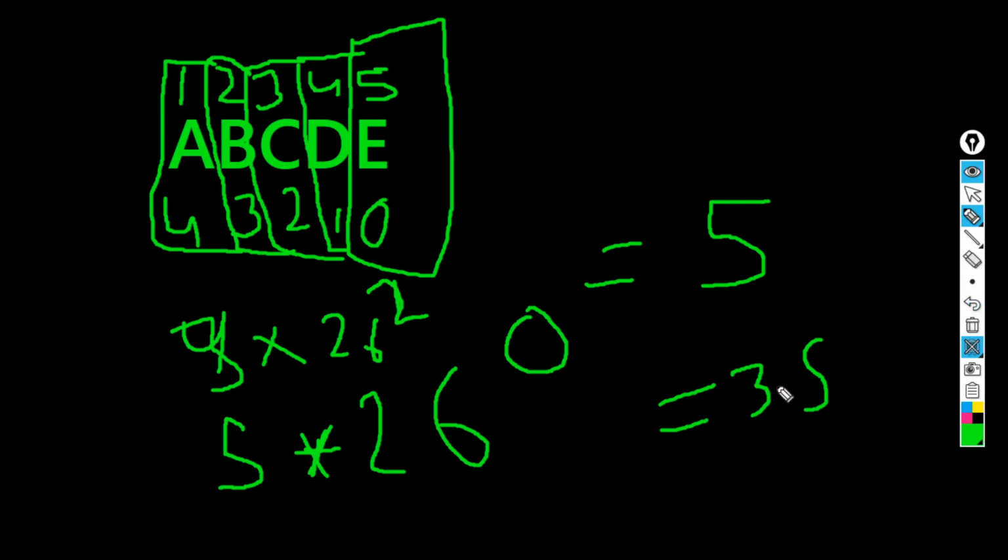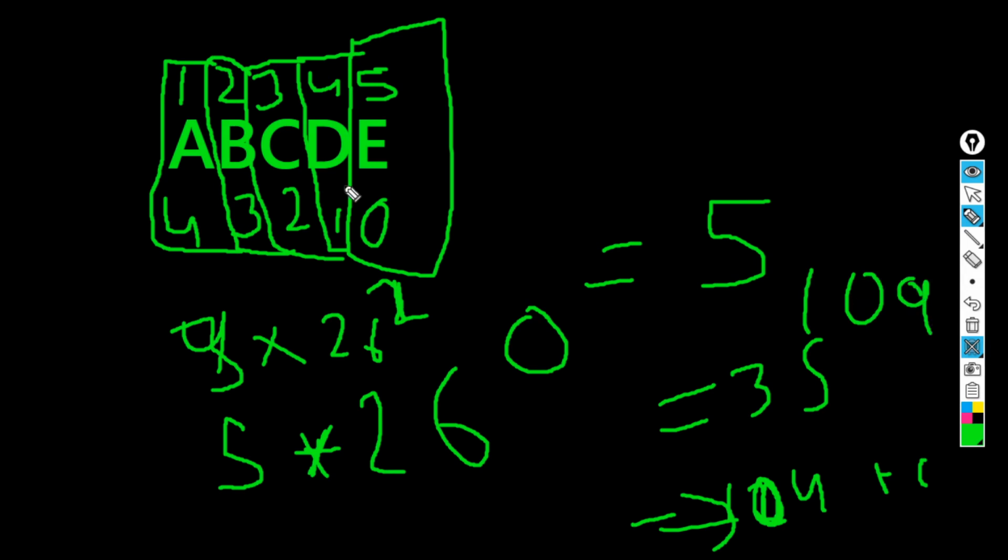Here it should not be 35. 26 to the power 1 is 26, multiplied by 4. What will our value be? It will be 104. Yes, so our value is 104 plus 5, which is 109. So it is the value for the simple DE.